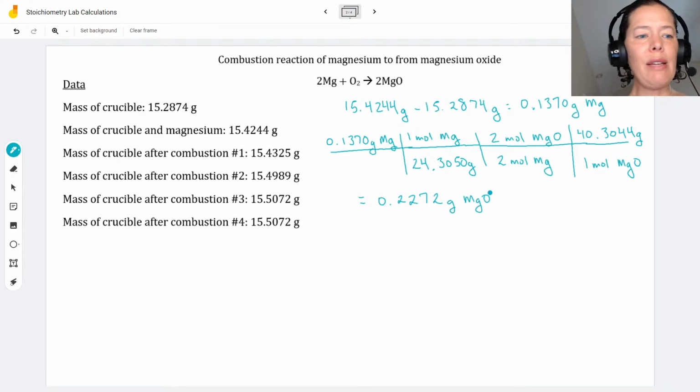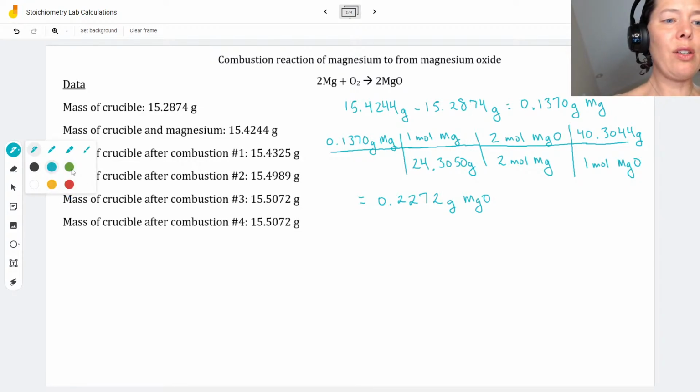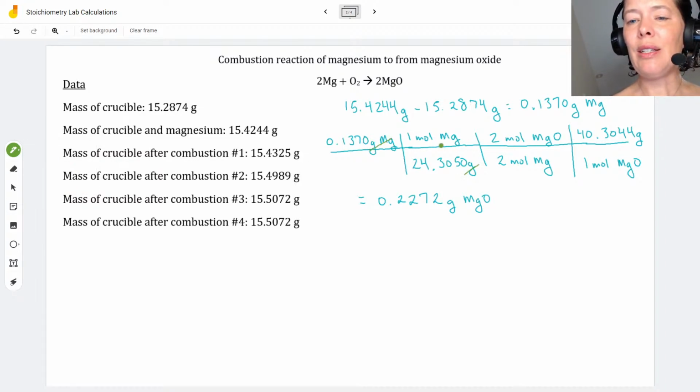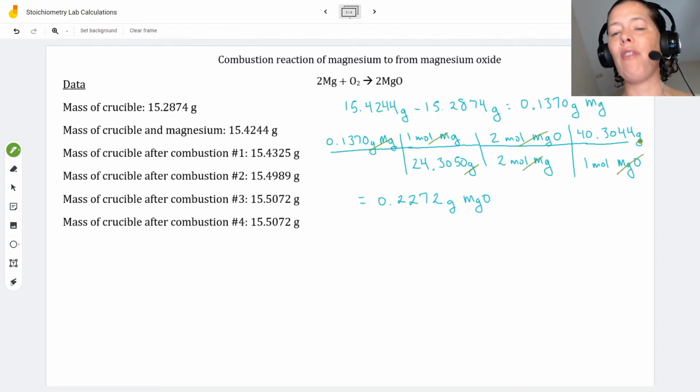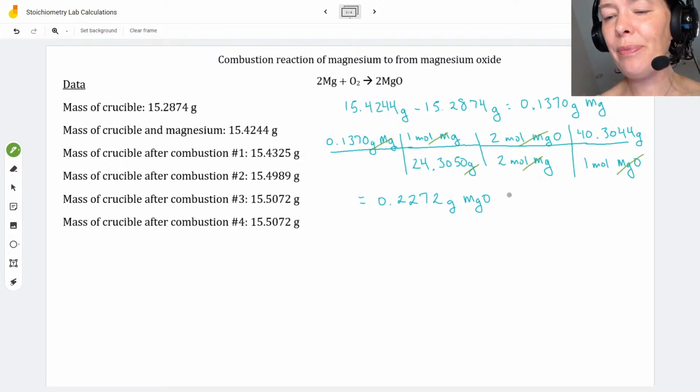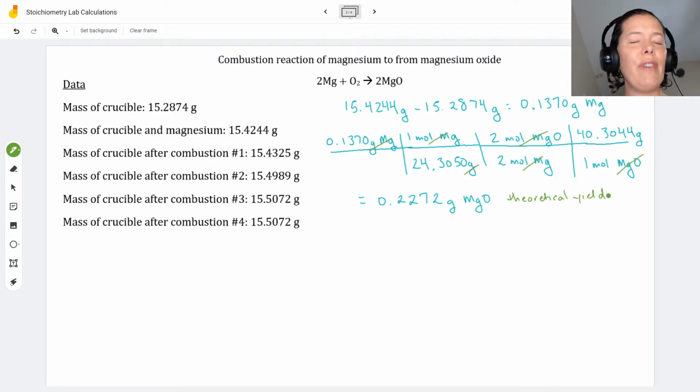Okay, before I leave this calculation, I do always like to show how the units cancel. So you can see my grams of magnesium cancel, then my moles of magnesium oxide, and I'm left with grams of magnesium oxide. Now, the important thing to note here, I think I'm going to keep this in green, is this is your theoretical yield. So this is what you predict you would get if everything goes perfectly. Spoiler alert, very often things do not go perfectly, but this is going to be an important calculation when we get to our percent yield.